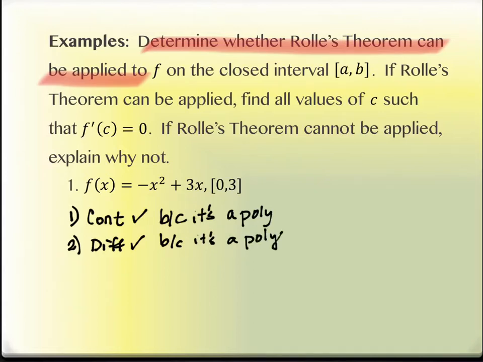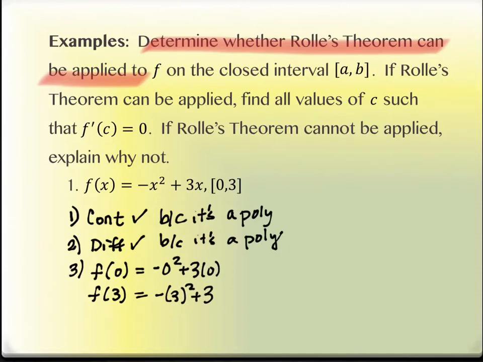So it's not that it's hard to check the conditions, you just have to remember to do it. And then the third thing is that you have to check that the endpoints match. So I need to test that f of 0 and f of 3 actually have the same output. In other words, negative 0 squared plus 3 times 0 has to equal negative 3 squared plus 3 times 3.